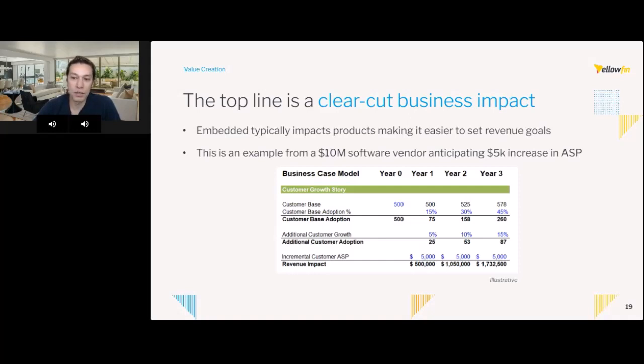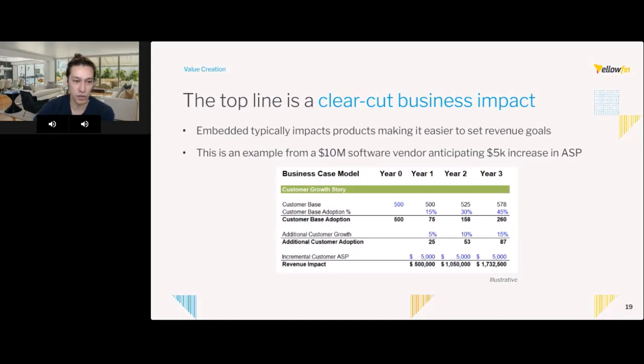This customer wanted to build a new analytics module to add to their core offering. So we talked a little bit before around using data monetization for new features, new businesses, new modules. This customer was looking to introduce a new module. And they thought that this new module would be adopted by some portion of their existing customer base. So we see the number there, customer base adoption percentage.